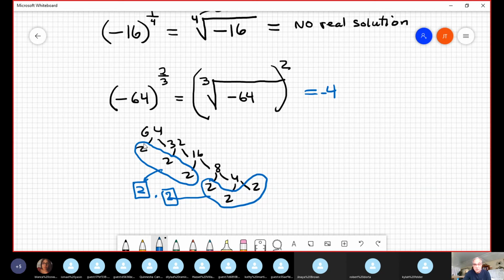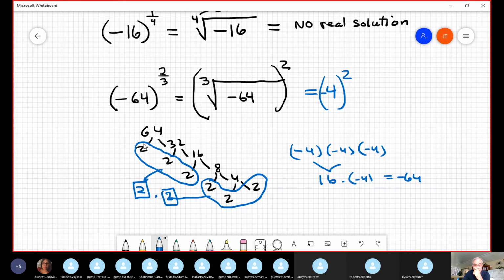Actually, I did the analysis using positive 64, but I know that the answer is negative. Let me confirm that everything is okay. Negative 4 times negative 4 times negative 4, three times, is negative 64, exactly the same as we had at the beginning. So the cubic root is negative 4. Now the square: don't forget the power part, the 2. Negative 4 times negative 4 is positive 16. This is the final answer. Any questions?